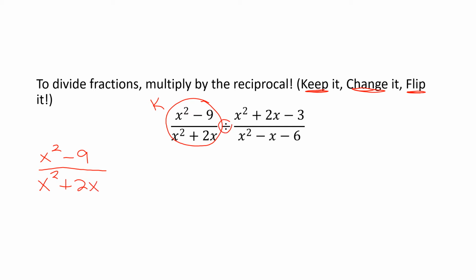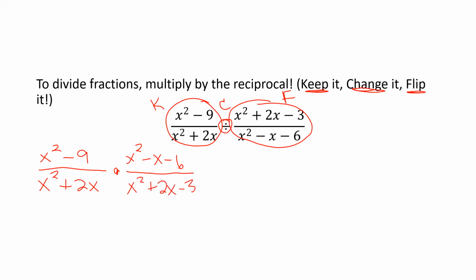And then I'm going to change it. Instead of a division problem, I'm changing it to a multiplication problem. And then flip the second fraction. So now the x squared minus x minus 6 is going to be on top, and the x squared plus 2x minus 3 is going to be on the bottom. So now I've turned this thing into a multiplication problem. We're really going to treat it exactly the same as we did the previous one.